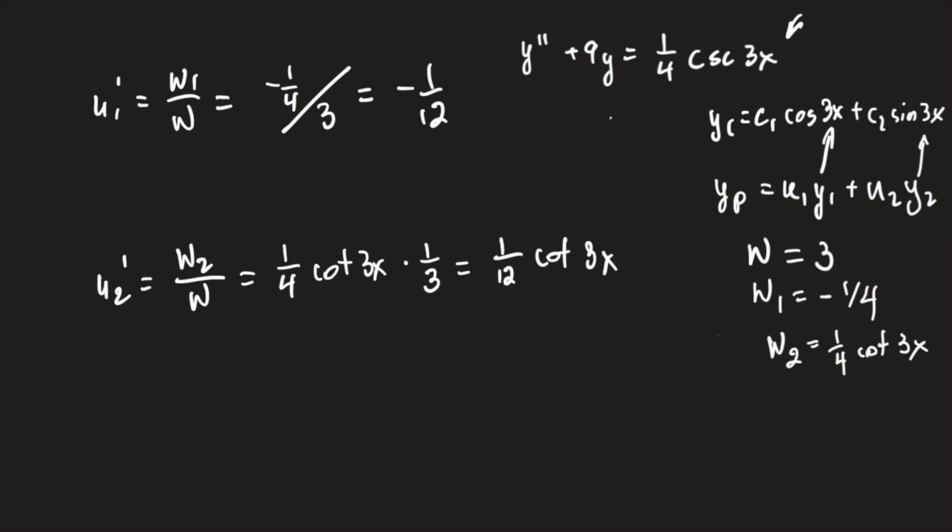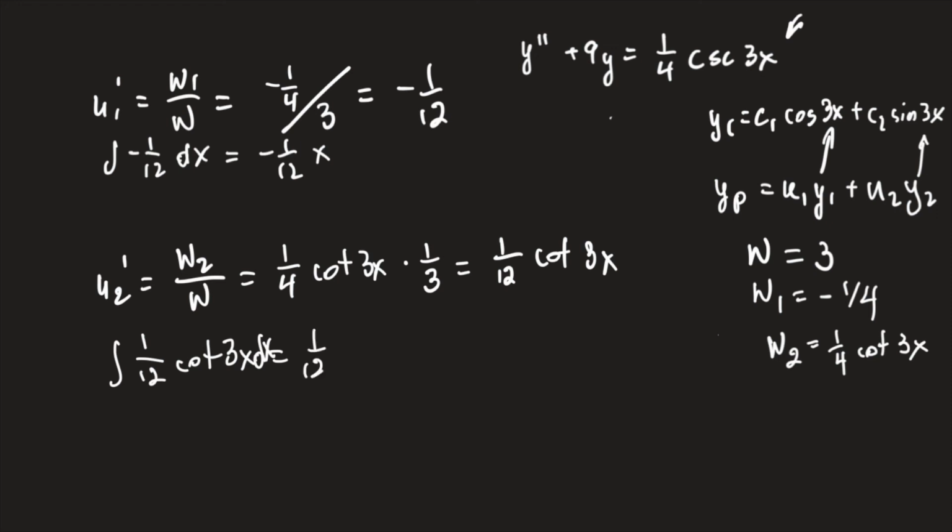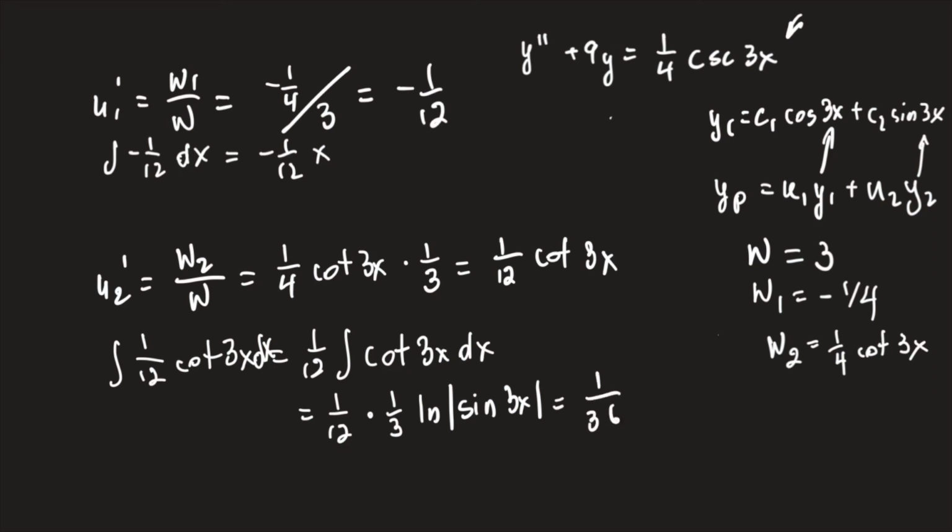Now these are my derivatives, which means now to find U sub 1, I need to take an integral of negative 1/12. So an integral of negative 1/12 with respect to x is negative 1/12 x plus c, but again, we're not going to write that since they cancel each other out anyway. Now we integrate 1/12 cotangent of 3x dx. We can take the 1/12 out, so the integral of cotangent 3x dx is 1/3 ln of sine of 3x, which we can reduce to 1 over 36 ln of sine of 3x.